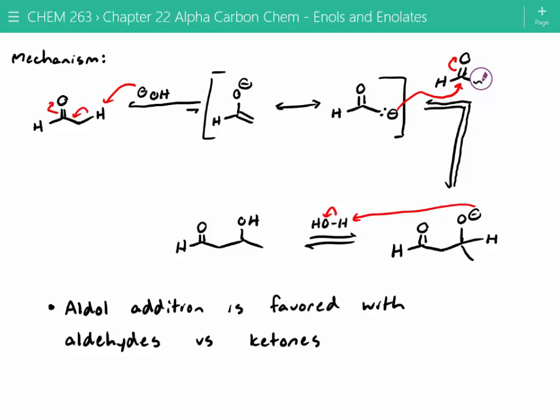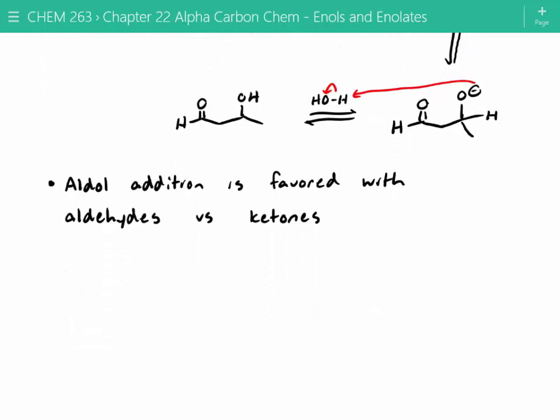However, there are tricks we can use to drive equilibrium reactions forward, right? So we can do distillation tricks, and we can do a lot of tricks in order to try to push the equilibrium in one direction. It's just that the reaction is more favorable with the aldehydes in general. Yeah? No? Okay.